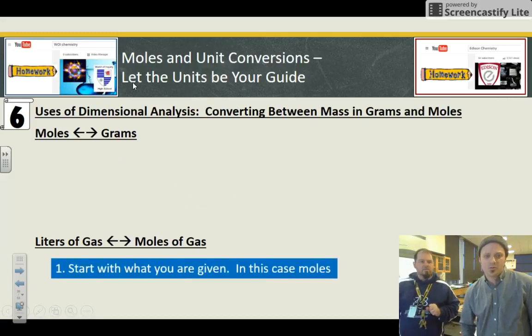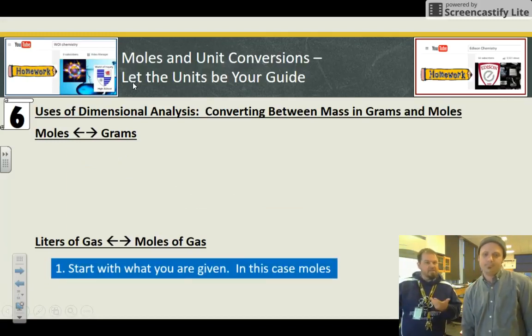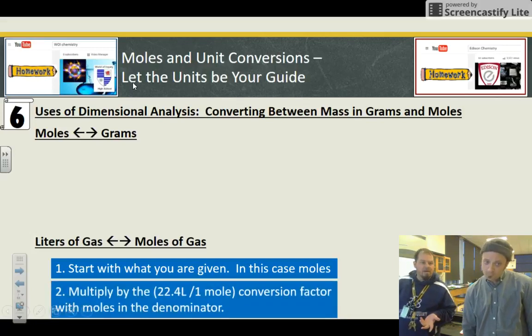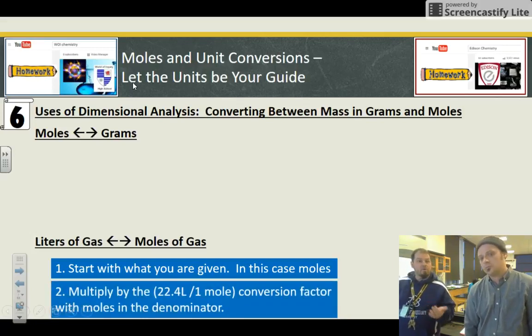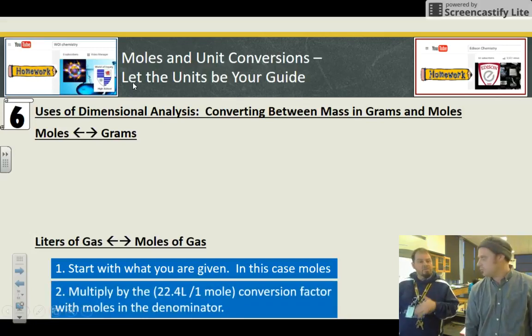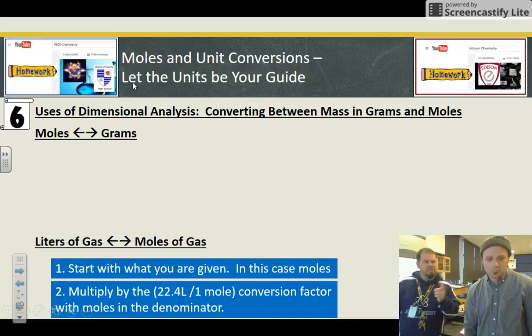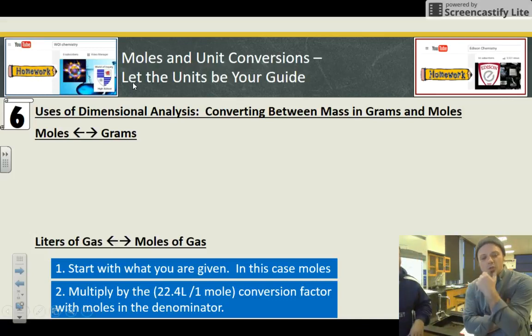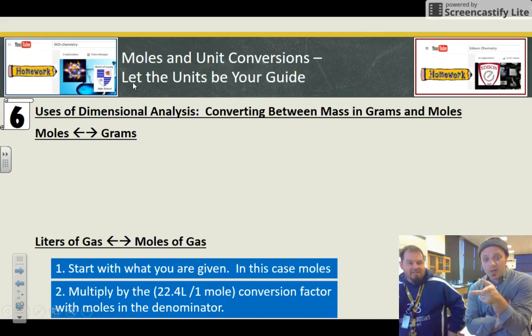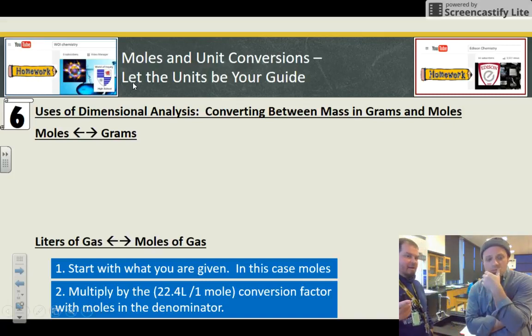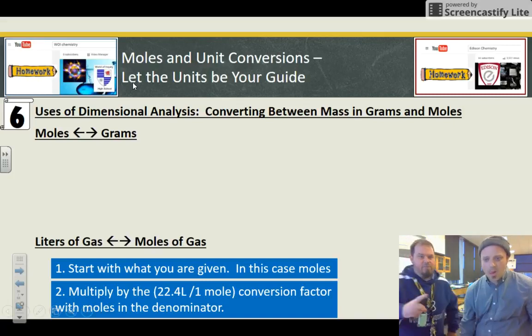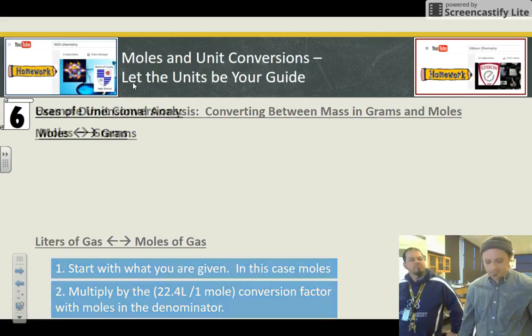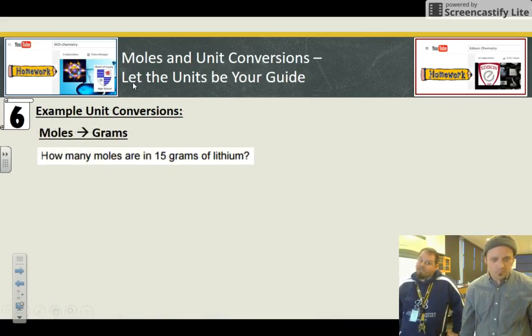Gas to moles. So now we're going to start with what we're given. In this case, it's moles. I'm going to multiply by the 22.4 liters over 1 mole, making sure that moles is in my denominator, so it gets rid of it. And it's supposed to have liters in my denominator this time. So this is something we messed up last year. I didn't fix this year. So fix that. Flip it. And we'll know if you're listening if you actually flipped it. Because we just gave you 1.